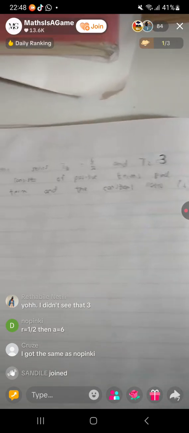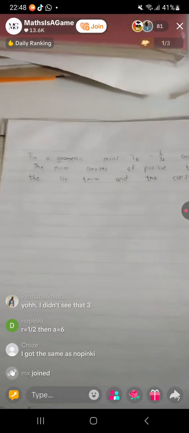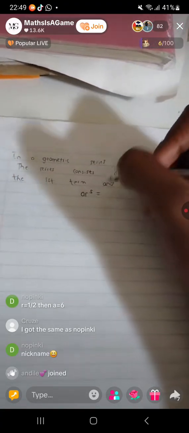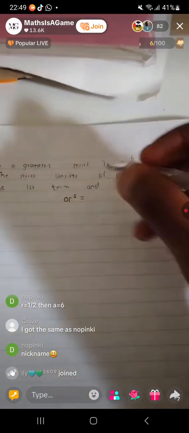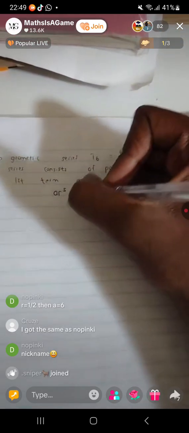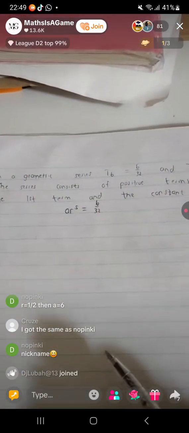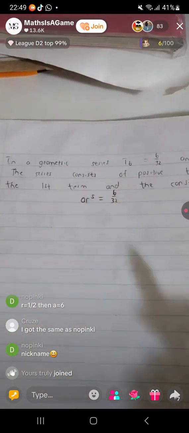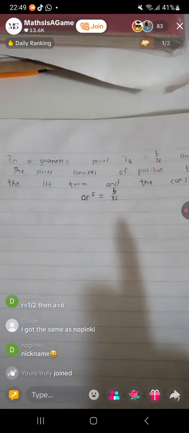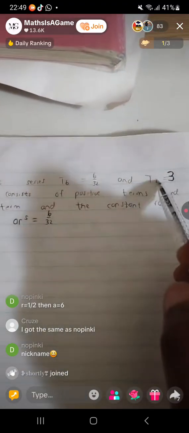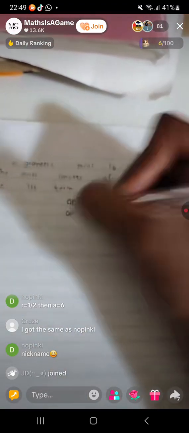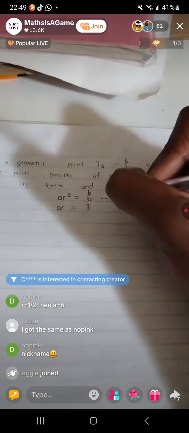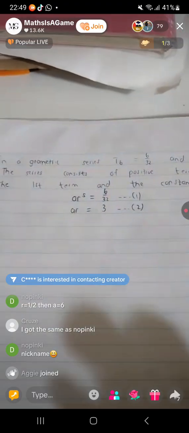T6 is equal to 6 over 32 and T2 is equal to 3. So hopefully, guys, you wrote down term 6 as ar to the power 5. Because if it's term 6, then the exponent is always 1 less than the value of the position. Then T2, so we have equation 1 and equation 2.